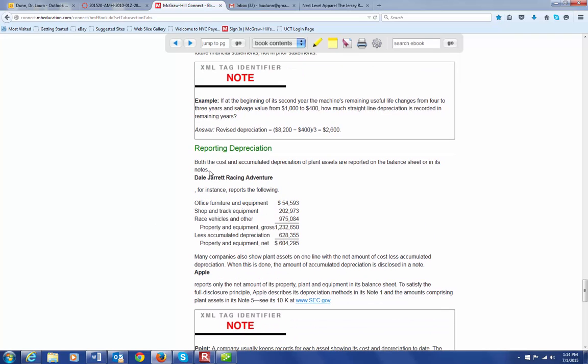Now, both the cost and the accumulated depreciation is reported on the balance sheet or in its notes. So you have your office equipment, your shop and track equipment, all this stuff here is at cost. And then in this account you have less accumulated depreciation. So this shows you what your book value is now. But you don't just subtract it from up here. You list the accumulated depreciation in its own account on the balance sheet.